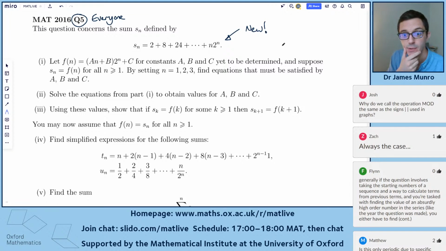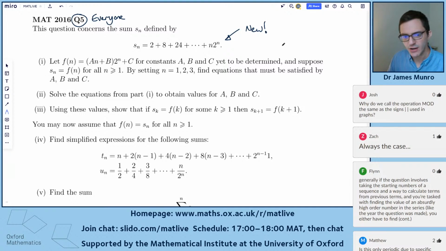And we're asked to do things with it. This can be quite scary because we've been presented with some new maths that isn't the thing we know from the syllabus. But the things we're asked to do with it are actually quite reasonable. The things we're going to do with it use the maths that we know. They use the kind of algebra that we're familiar with.